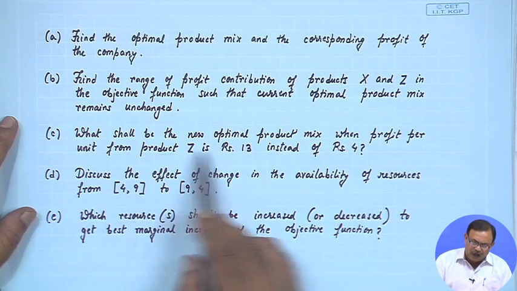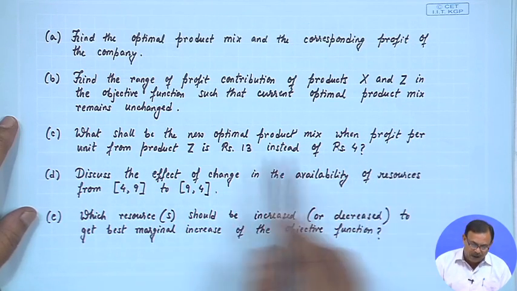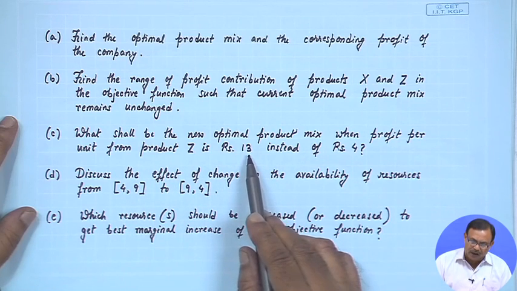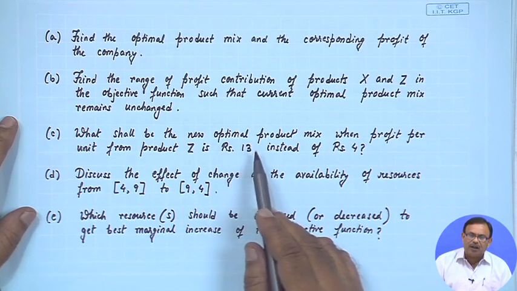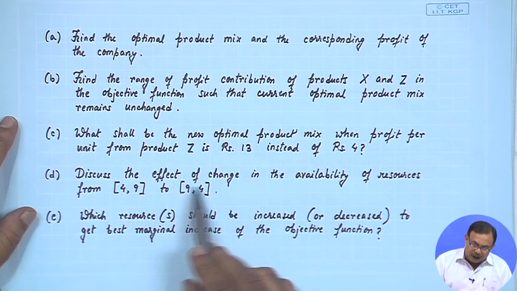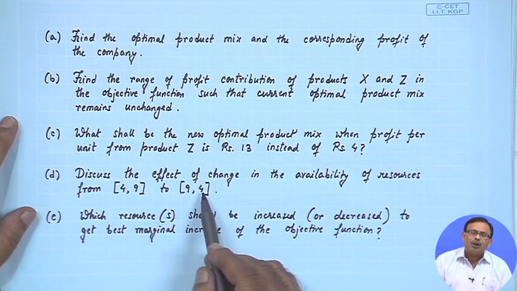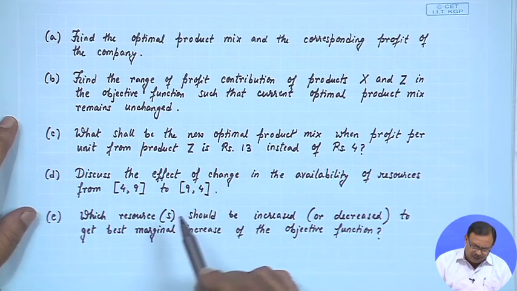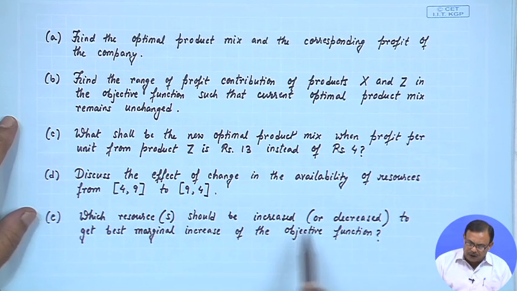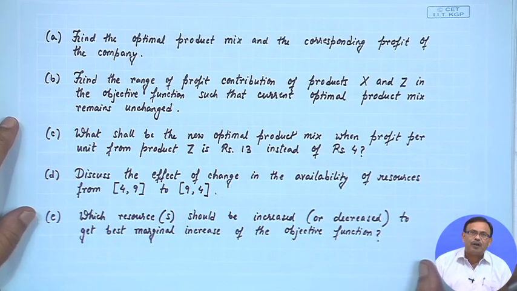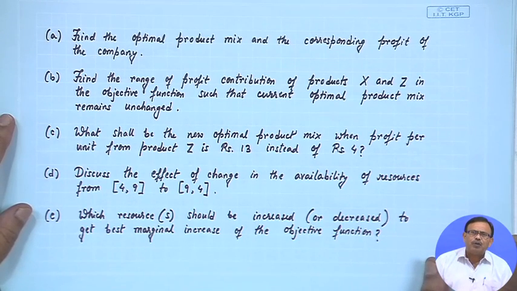Then number C, what shall be the new optimal product mix when the profit per unit for the product is rupees 13. That is, whenever I am changing a coefficient. Then discuss the effect of change of availability of resource from 49 to 94. That is, whenever you are changing the matrix B, what happens and which resources should be increased or decreased to get the best marginal increase of the objective function. Or in other words, the theory which we have discussed in this lecture and the earlier lecture, how to implement those theories, that we will see in the next class.